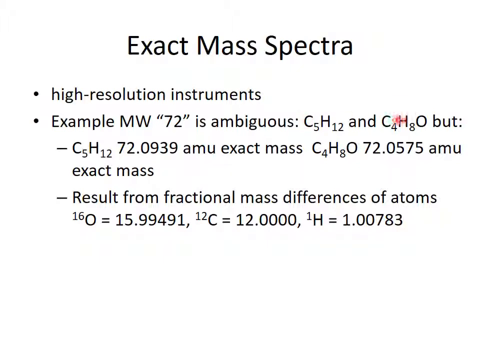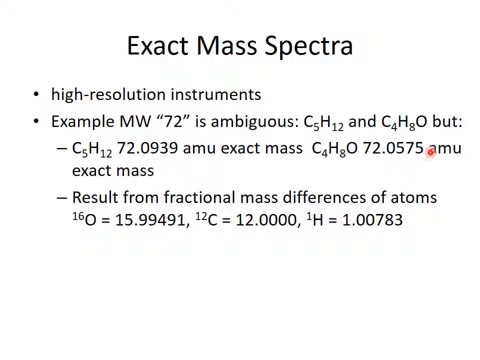And so on an average mass spec, both pentane and this molecule that would be 4 carbons, 8 hydrogens and an oxygen, both of these would have the same mass. But on a high resolution mass spec, what you actually find is the small differences in carbon and oxygen masses are borne out in an exact mass. So you would see for pentane this exact number, and for this, which looks like butanone or something, this would bear out with a different exact mass.